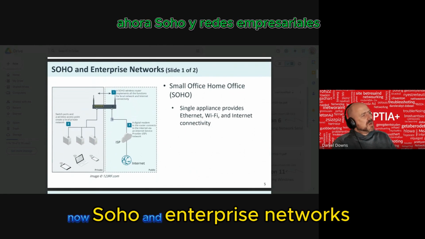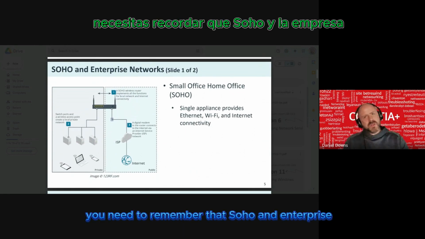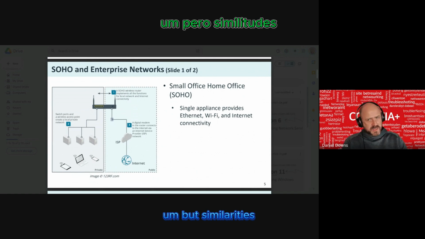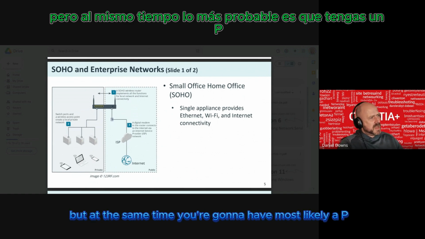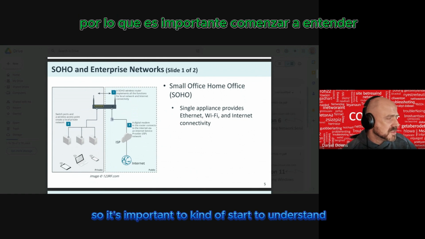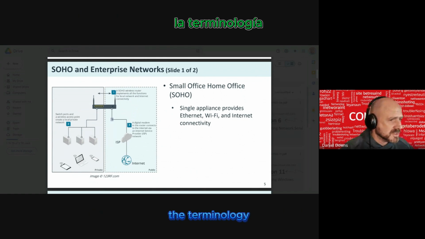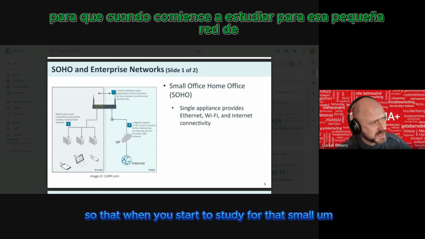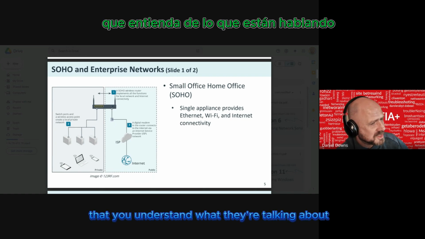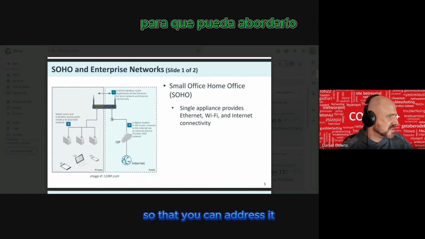Now, SOHO and enterprise networks. You need to remember that SOHO and enterprise, not only are we going to talk about the differences here, but similarities, but at the same time, you're going to have most likely a PBQ related to small office networks. All right. So it's important to start to understand the terminology, so that when you start to study for that small office network at home, you understand what they're talking about, so that you can address it.